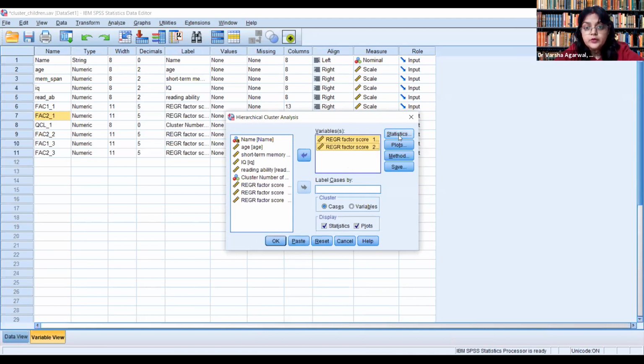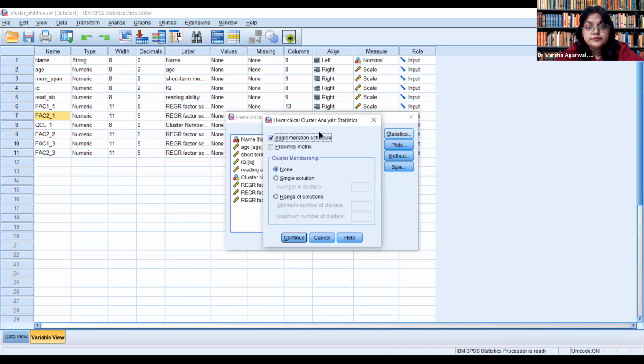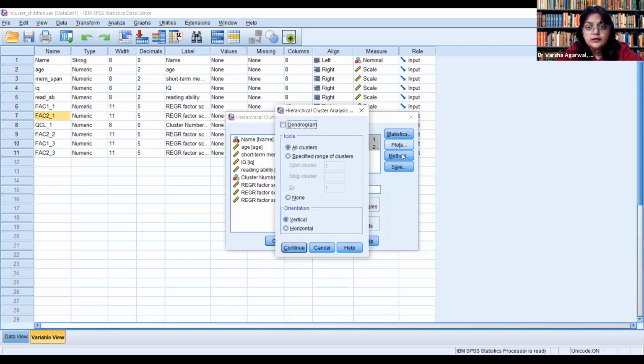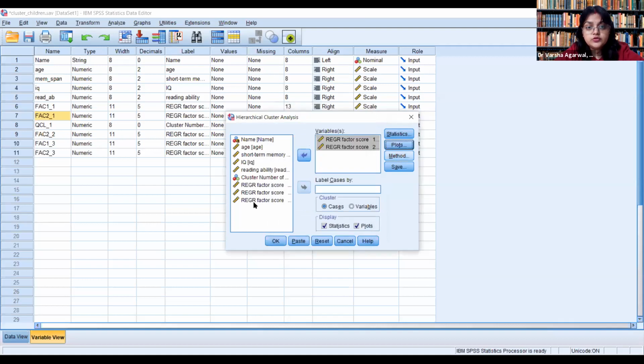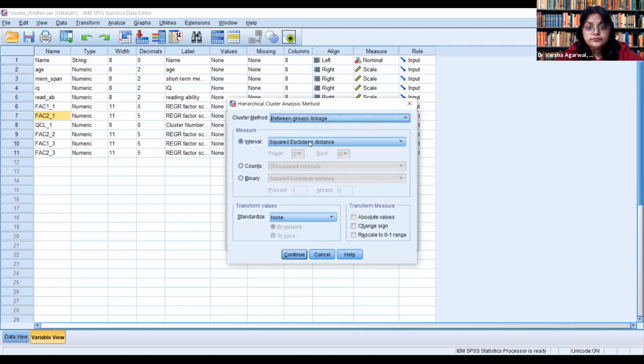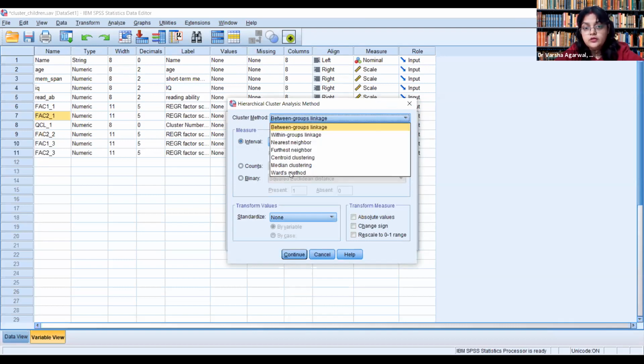And then we go for statistics. So the agglomeration schedule will come. Plots. If you want a dendrogram, it will come. Then method. Which method are we supposed to use? Tell me. So for here we will use this only. As I told you, Ward's method we need to use here. So we will choose Ward's method. Okay. So we have done it.